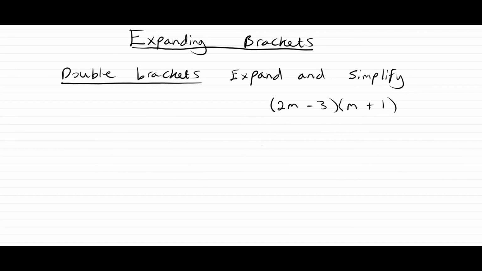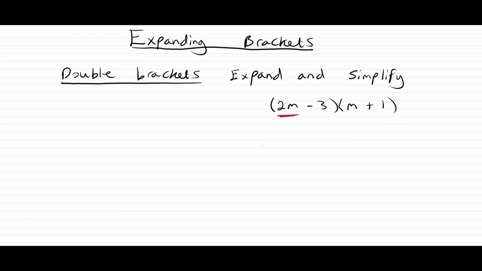Right, so here's another question. Expand and simplify 2m minus 3 in brackets, and m plus 1 in brackets. So again, I'll give you a second to try and give that a go. Pause the video now. Right, okay, so hopefully you got that done and correct, but we're going to find out.